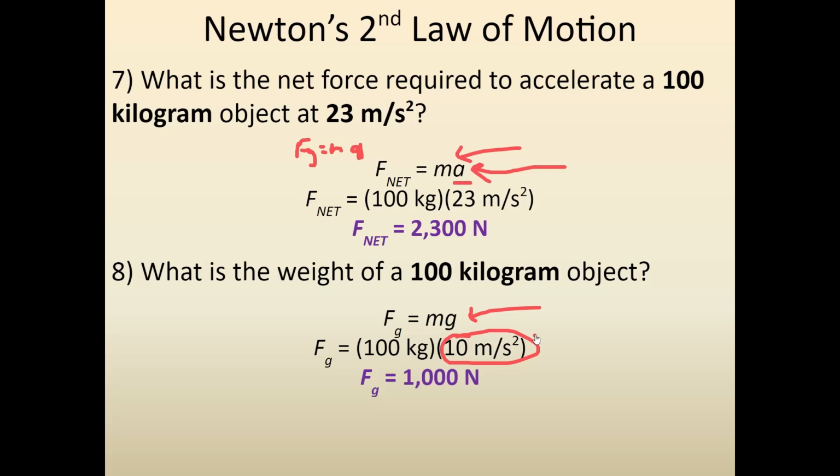So try not to overthink it. Just keep in mind that Fg equals mg is something that always acts on us because we're on the Earth, and we don't have to be moving in order to find it or calculate it. But for F net equals ma, we have to have that acceleration to use this equation.